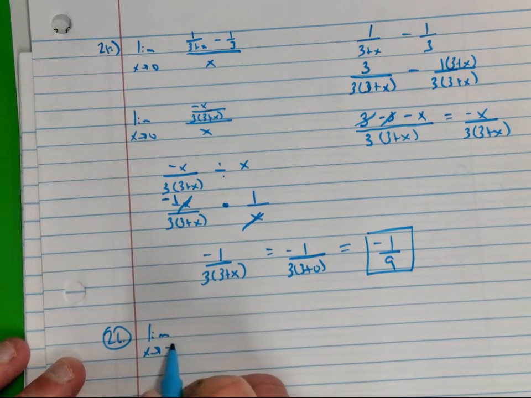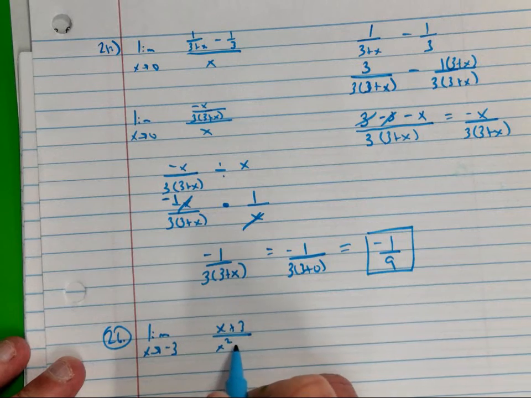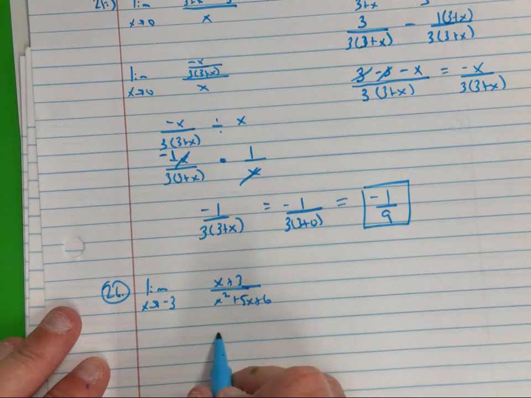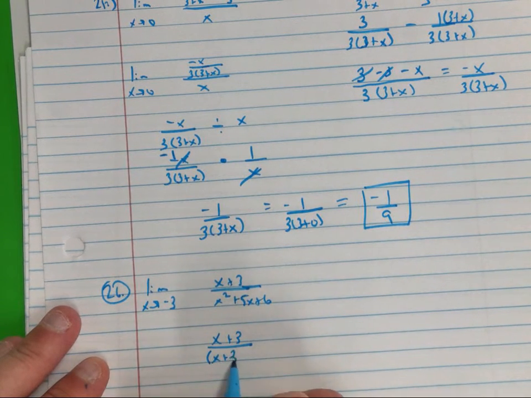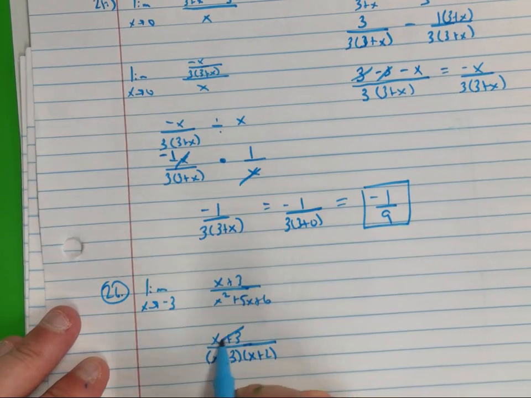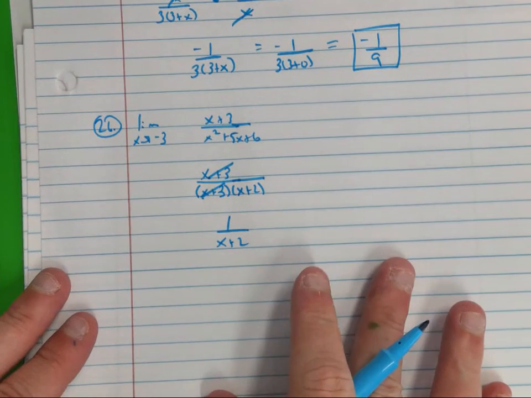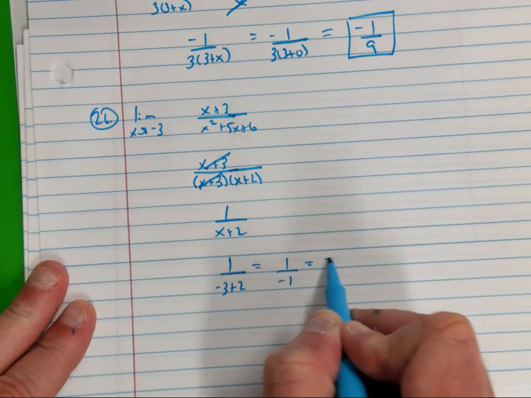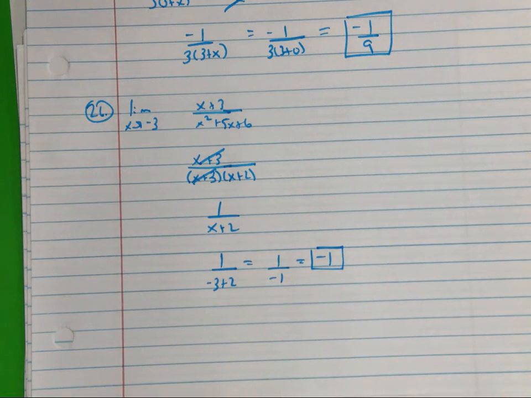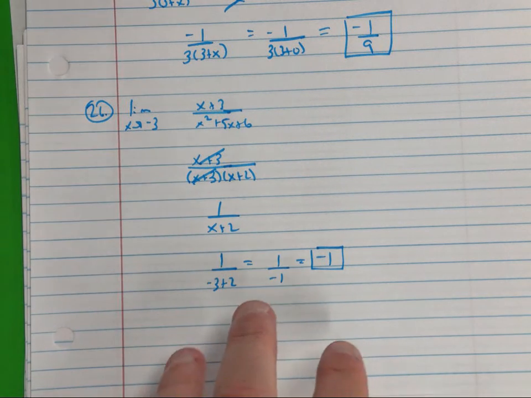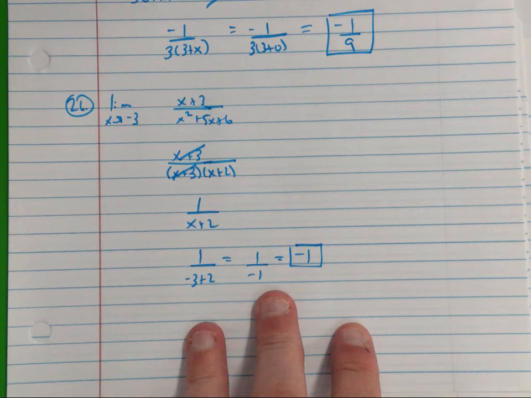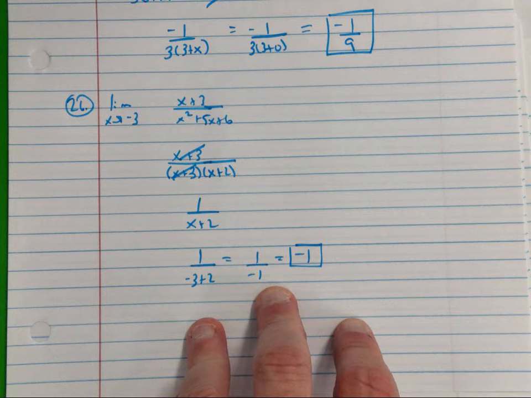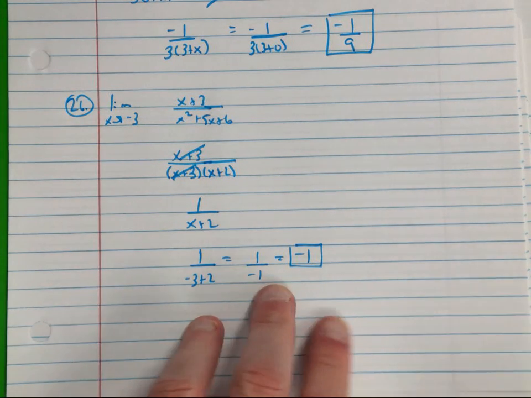Number 26, the limit as x goes to negative 3 of x plus 3 over x squared plus 5x plus 6. If you plug negative 3 in here, you get 0. So I'm going to try factoring. Factor the denominator, I get x plus 3 and x plus 2. Cancel those out, I'm left with 1 over x plus 2. I'm going to substitute a negative 3 and try direct substitution again. That gives me 1 over negative 1, which is negative 1. It's not bad, is it?